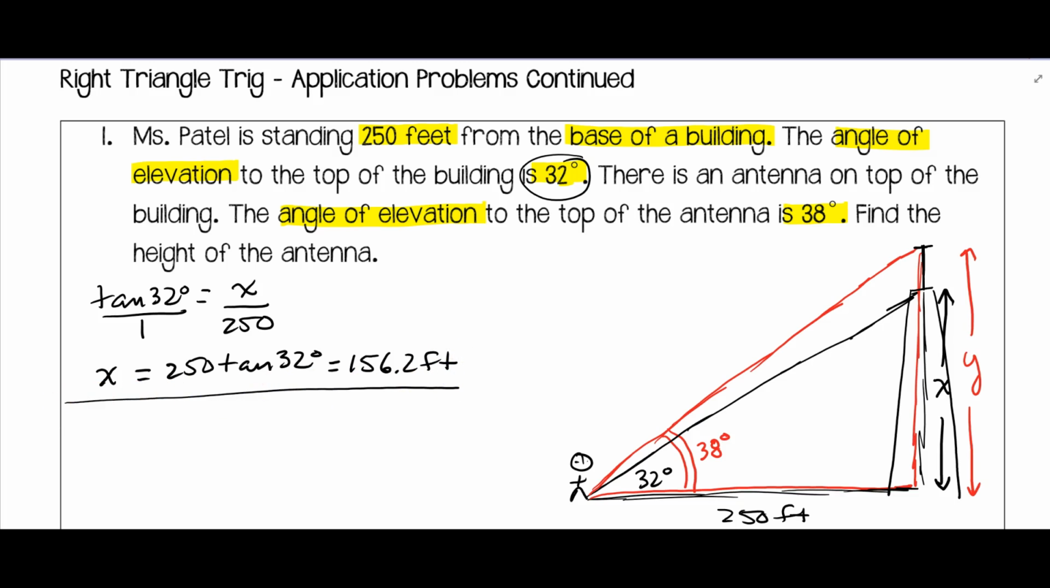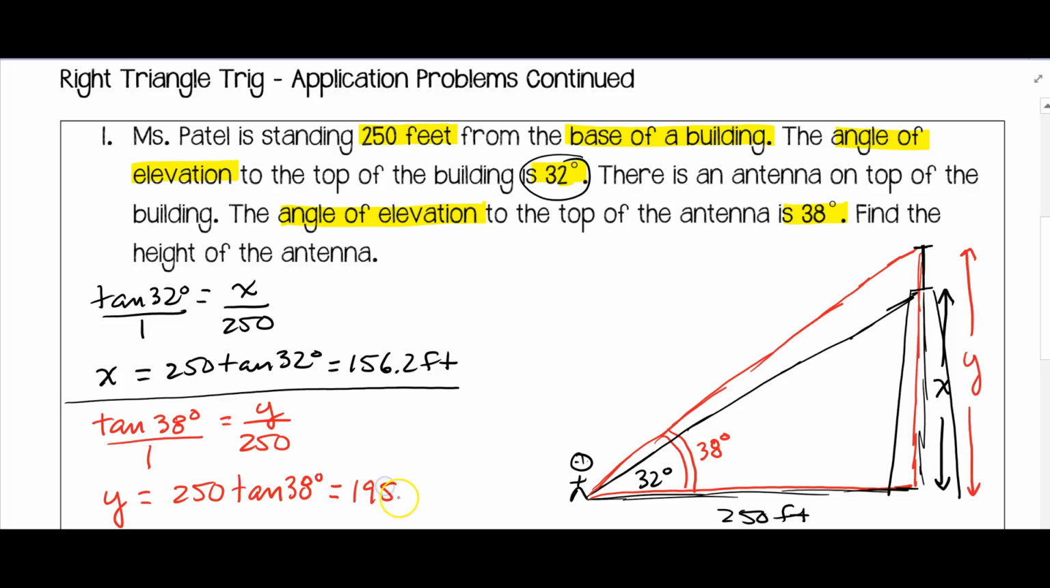All right, let's go ahead and do the same thing for the red triangle. So again, the y is the opposite. The 250 is the adjacent, so I'm going to use tangent again. So I have tangent of 38 degrees is equal to the opposite y over the adjacent 250. Put that over 1 and cross multiply. 1 times y is equal to 250 tan 38. So that's 195.3 feet.